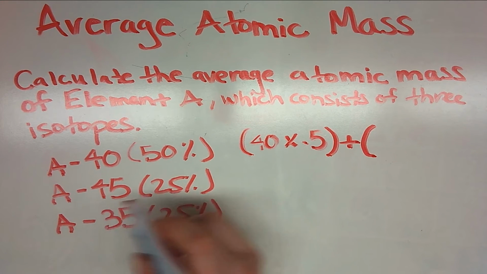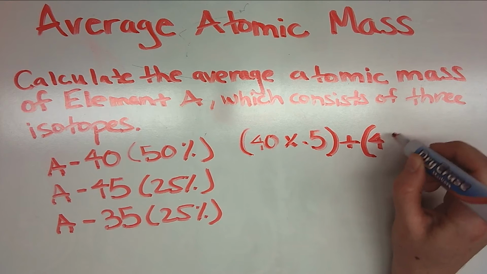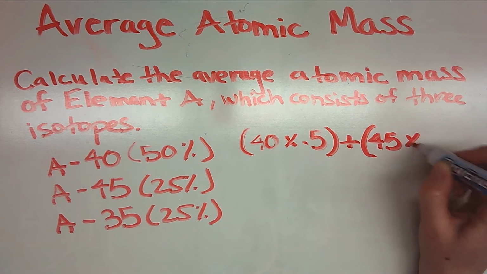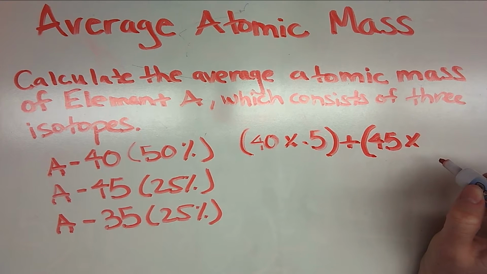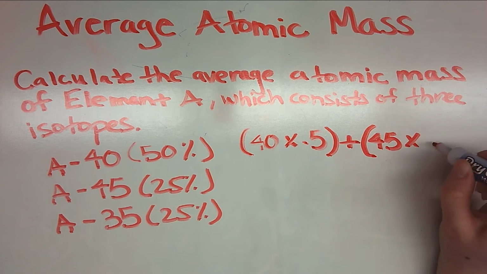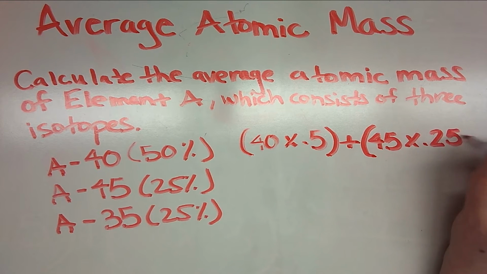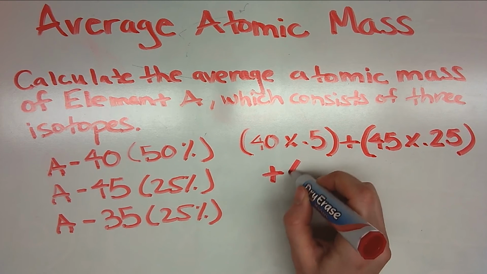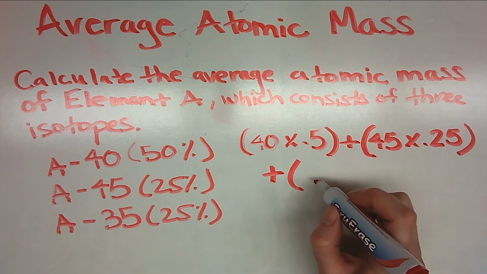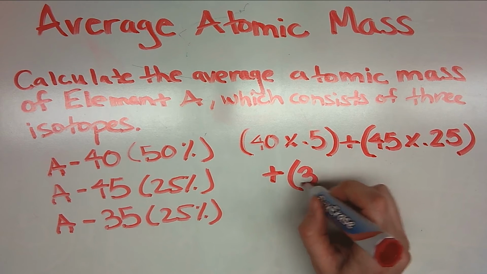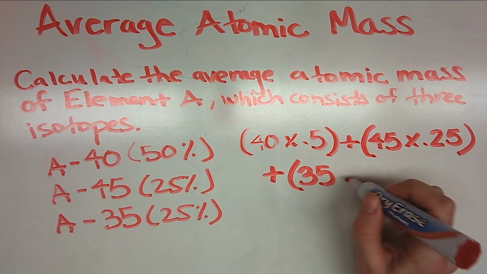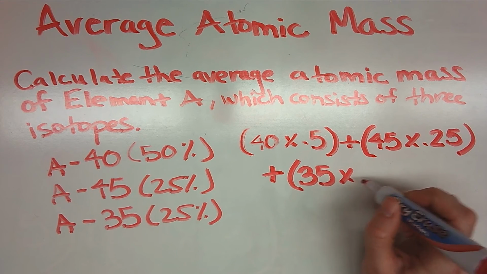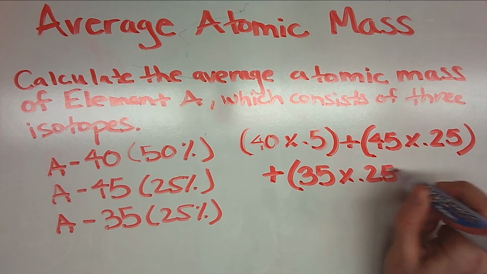So A45, its mass number is 45. And I'm going to multiply it by its percent abundance, but I'm going to turn that to a decimal. So 0.25. I'm going to add and do the same thing for the last one. So A35 has a mass of 35 and an abundance of 0.25.